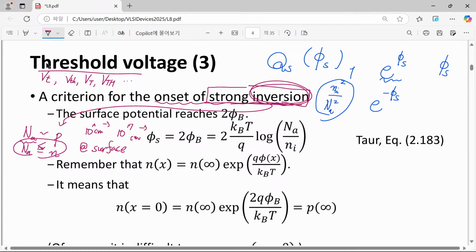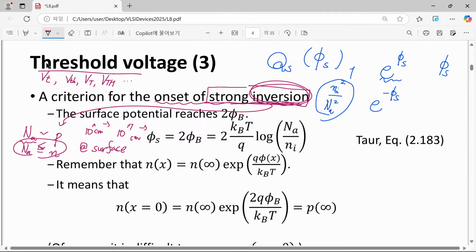Wow, what happens? It just behaves like inverted polarity. Although we had p-type, it behaves like an n-type material. So that's the reason why we call it inversion. But the problem is, when we have a real device, we cannot measure the density of electrons at a certain point. So can you do that?